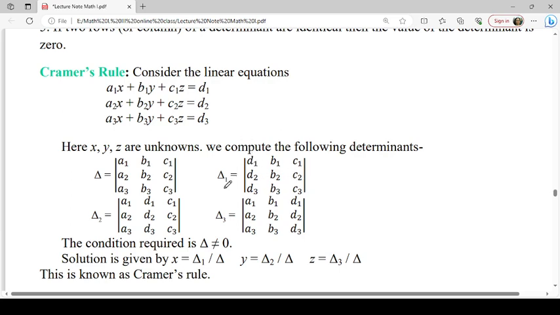Then for delta 1, this column takes the position of the first column. For delta 2, this comes to the second column, and for delta 3, this comes to the third column. Then we evaluate these values and we get the values of the variables. So this is known as Cramer's rule.